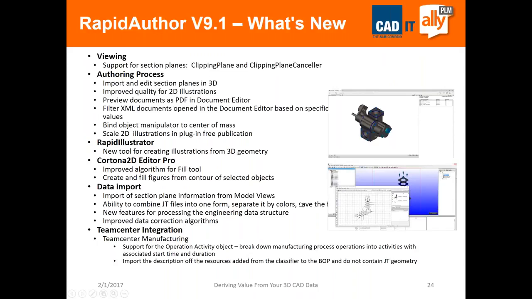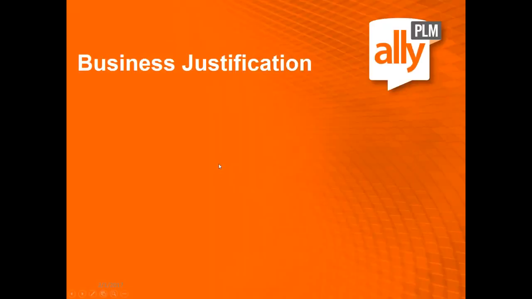a couple of things. So you may have noticed, if you're familiar with Rapid Author and you have a previous version, version 9.1 just came out. As with all software, we continually keep it updated. Many, many new features in there.